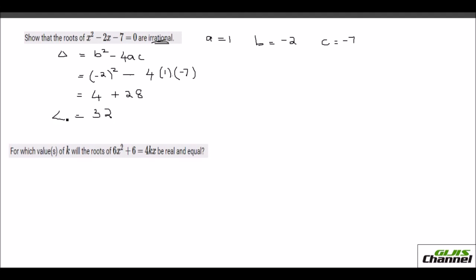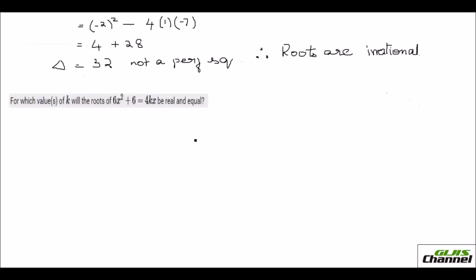Your delta is 32. So 32 is not a perfect square, right? So what can you conclude? Therefore, the roots are irrational. I said when you cannot find a perfect square for the number, then the roots are irrational. Understood? You have proved what they have asked you to prove. Roots are irrational. Now let's go on to the second one.